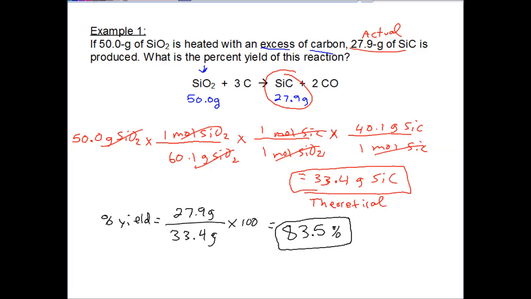What else? Impurities. Someone knocked it over. Somebody knocked it over. Human error. A lot of stuff could have happened there.